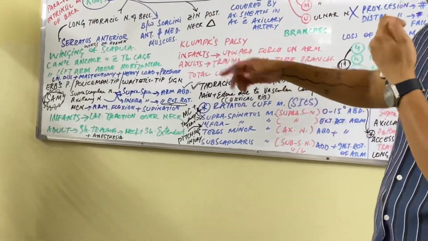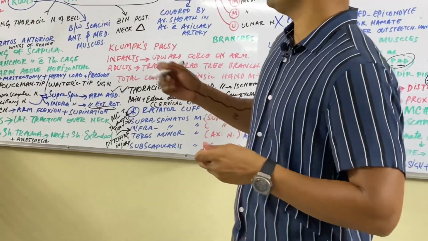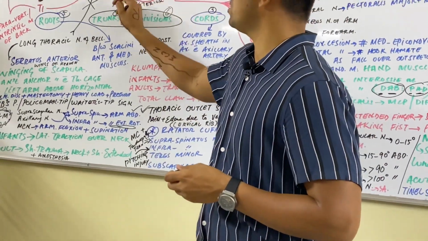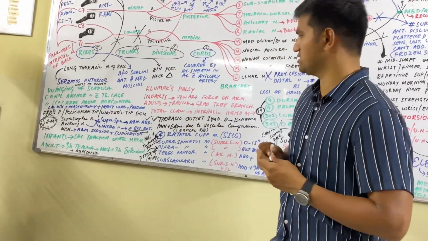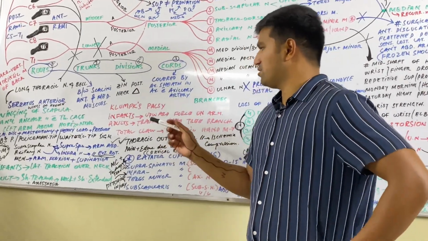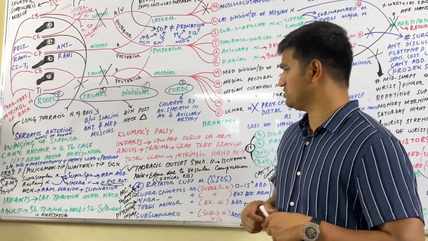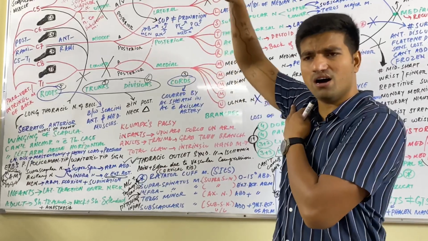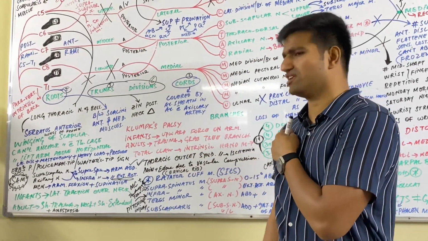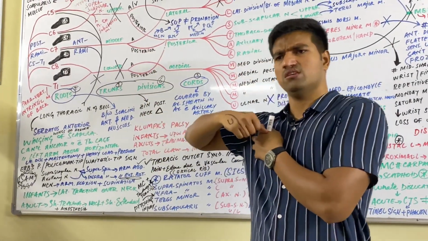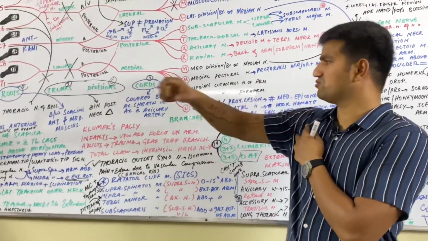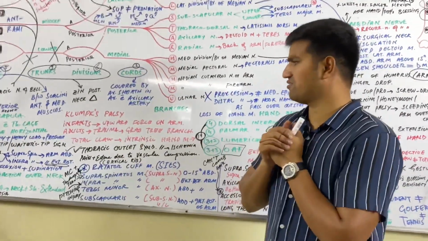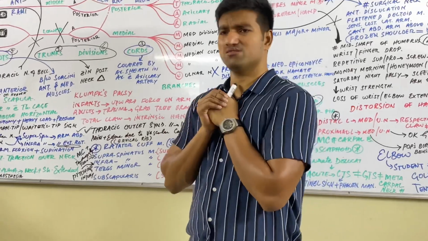Then we have Klumpke's palsy or paralysis. If there is damage or trauma to the lower trunk of the brachial plexus, it is called Klumpke's palsy. In infants, due to an upward force over the arm, or in adults, grabbing a tree branch when falling off. These are the causes which may lead to the lower trunk being damaged. And what will happen? Total claw.